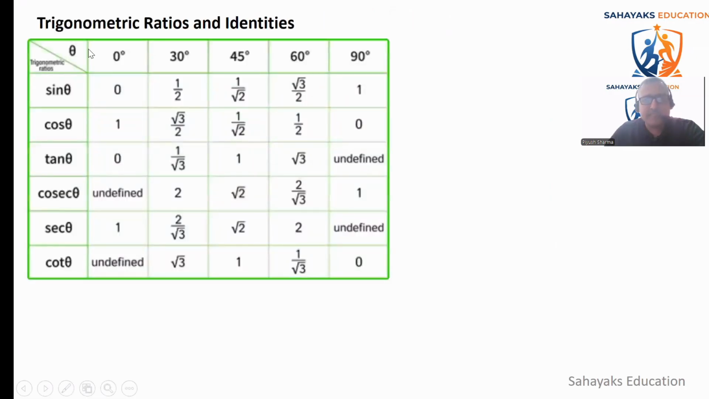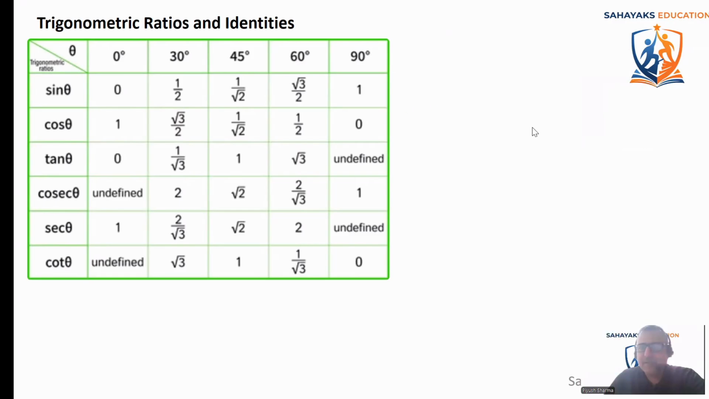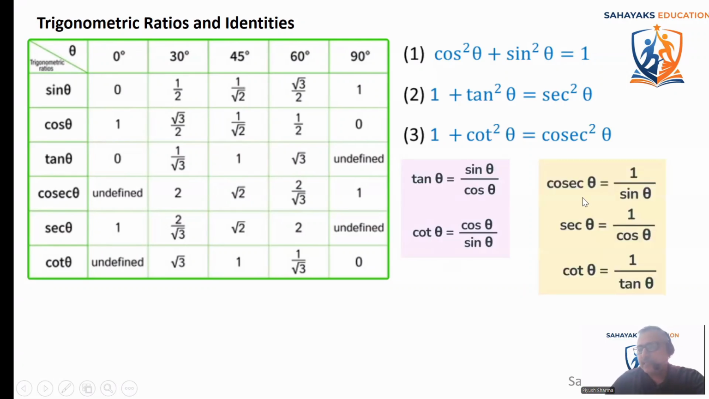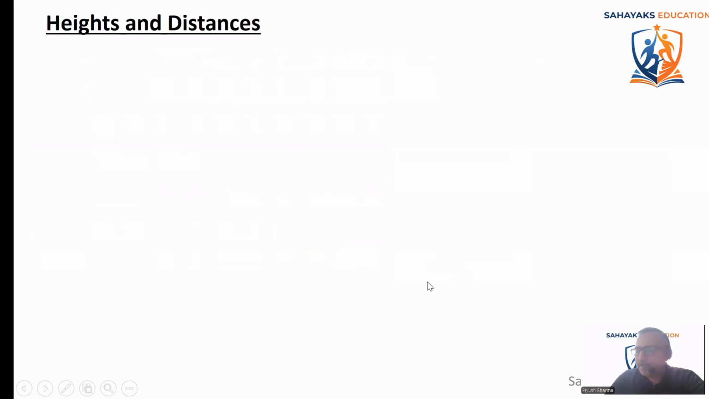The second thing which you have to remember is the table. Okay, table of different angles and their ratios, sine, cos, tan, cosec, sec, and cot, for various angles. Another thing which you have to remember is various identities, that is cos square theta plus sine square theta is equal to 1, 1 plus tan square theta is equal to sec square theta, 1 plus cot square theta is equal to cosec square theta, and tan theta is equal to sine theta by cos theta, cot theta is equal to cos theta by sine theta, and cosec theta is 1 by sine theta, sec theta is 1 by cos theta, cot theta is 1 by tan theta. This is the only thing which you have to remember. Apart from that, you might have to understand a few definitions.